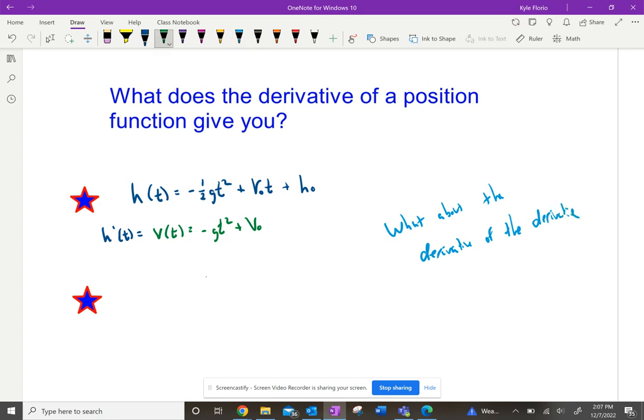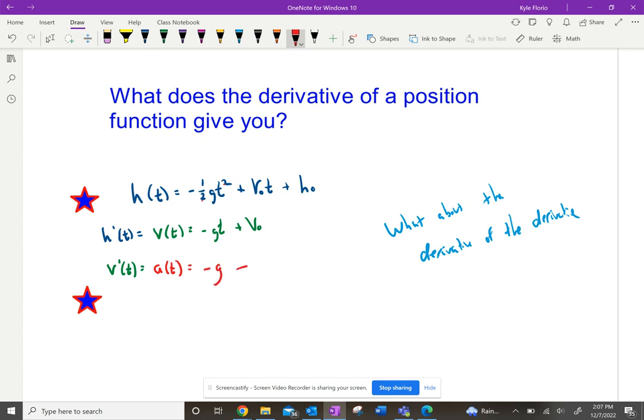And just think about it, the derivative of velocity. So how does velocity change over time? What do we call it when our velocity increases or decreases? That's actually what we call acceleration. So the acceleration is the derivative of velocity, and the derivative would just be negative g. There's no t there because the 2 times 2 cancels out, but that becomes 1.